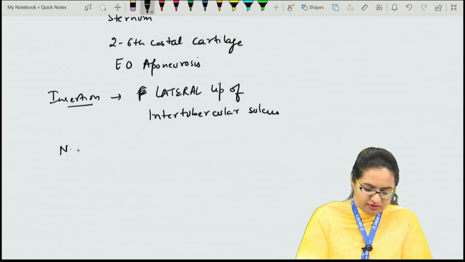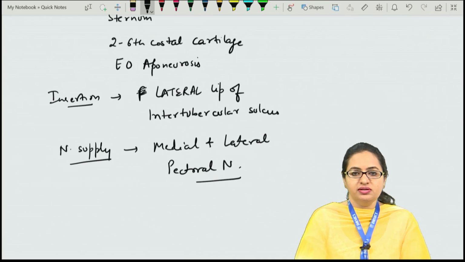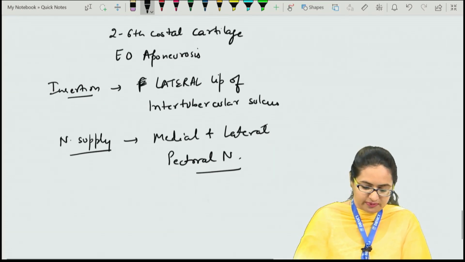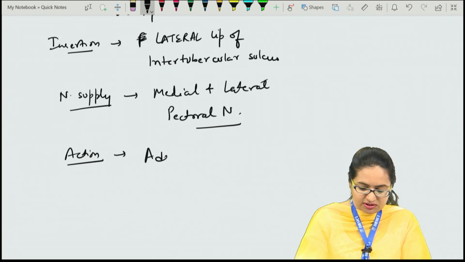When we talk about the nerve supply of this muscle, it is supplied by the medial and the lateral pectoral nerve. The medial pectoral nerve is a branch of the medial cord of the brachial plexus. The lateral pectoral nerve is a branch of the lateral cord of the brachial plexus. The action of this muscle is mainly adduction of the shoulder and medial rotation.